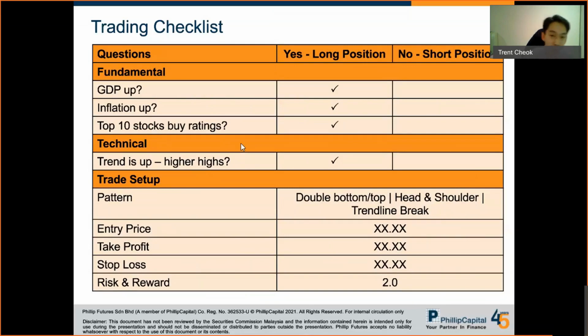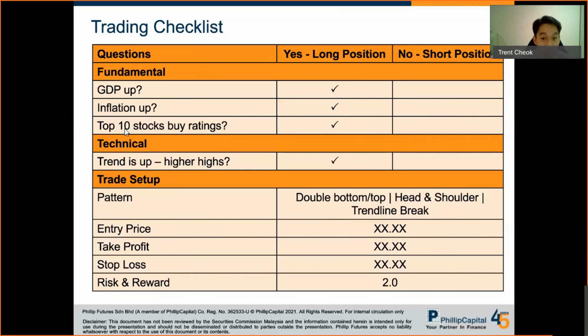So basically, you want to know whether the fundamental analysis, the economic indicator, is pointing to a long position or short position. So for example, if GDP is up, it's a long position, so you take it. Of course, you have to see whether the GDP data is going up or not. You can research on the internet and see whether GDP is going up for at least a few quarters. Then you can safely say it's up, then you can safely take a long position. Then inflation, is inflation up? Then you just take it.